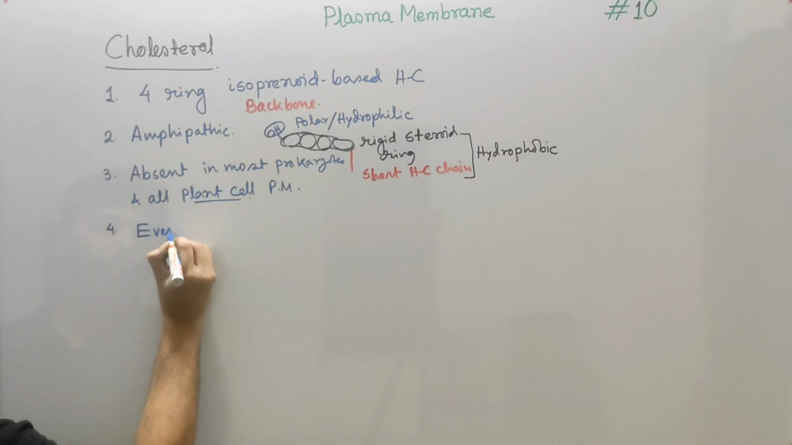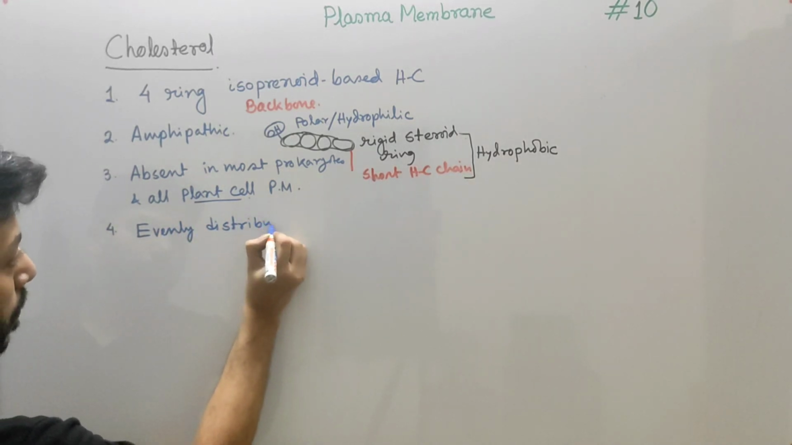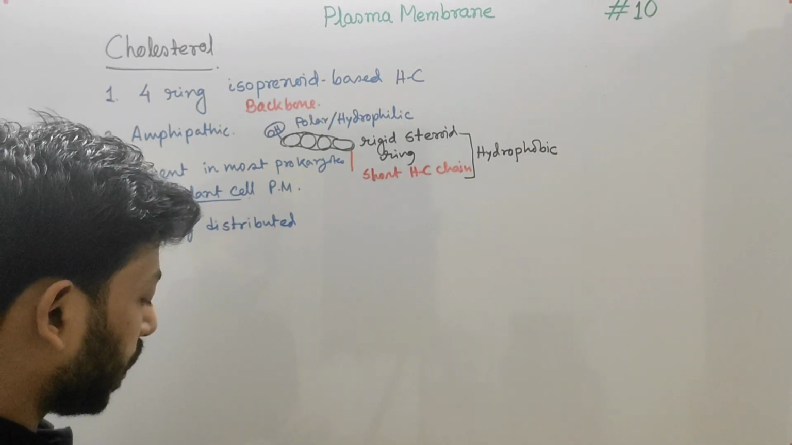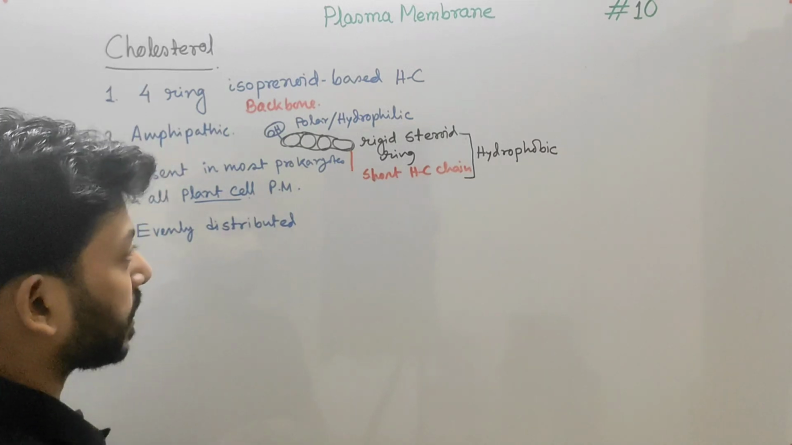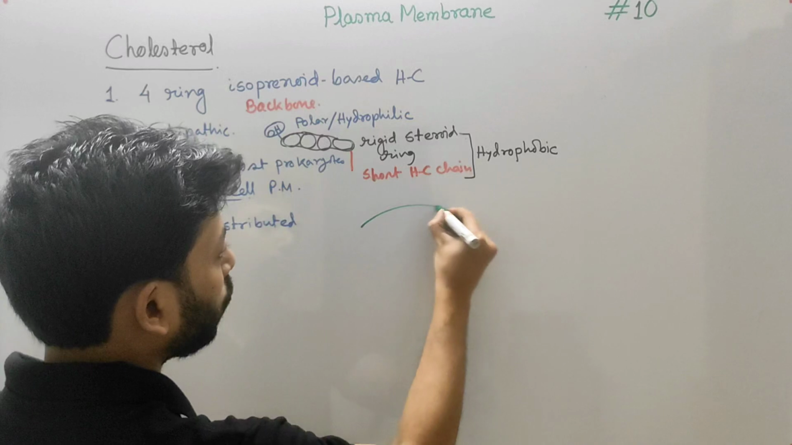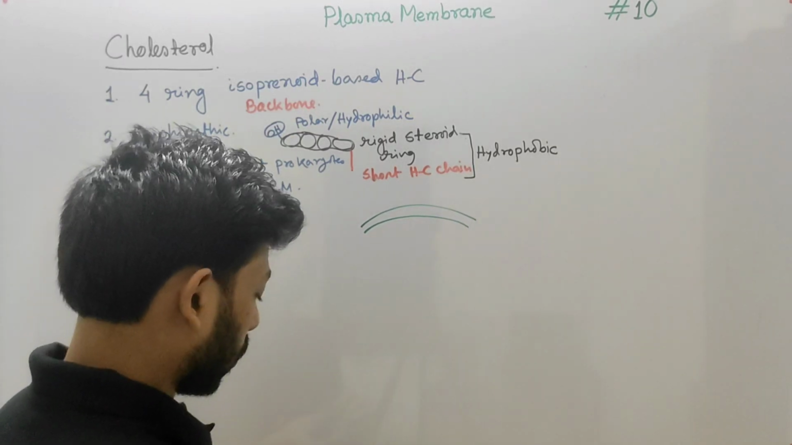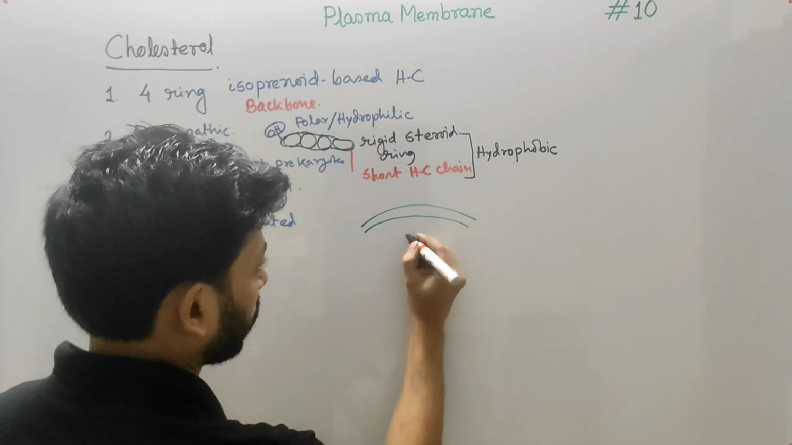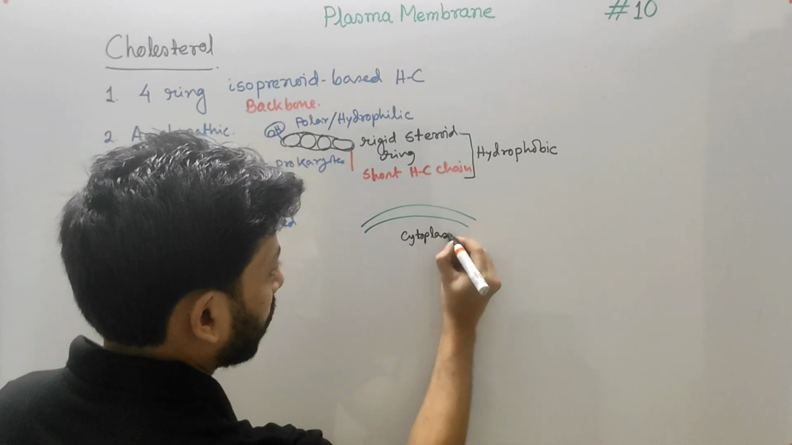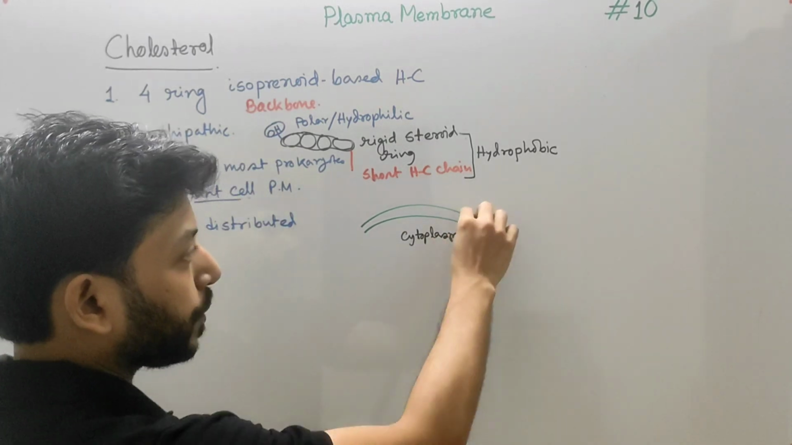This cholesterol is evenly distributed between the two layers of the plasma membrane. What does it mean? I have mentioned in my previous video, on basic facts of plasma membrane, that the plasma membrane contains two lipid layers, so it is called a lipid bilayer. Let's suppose this is the cytosol or cytoplasm. So in case of plasma membrane there are two lipid layers.